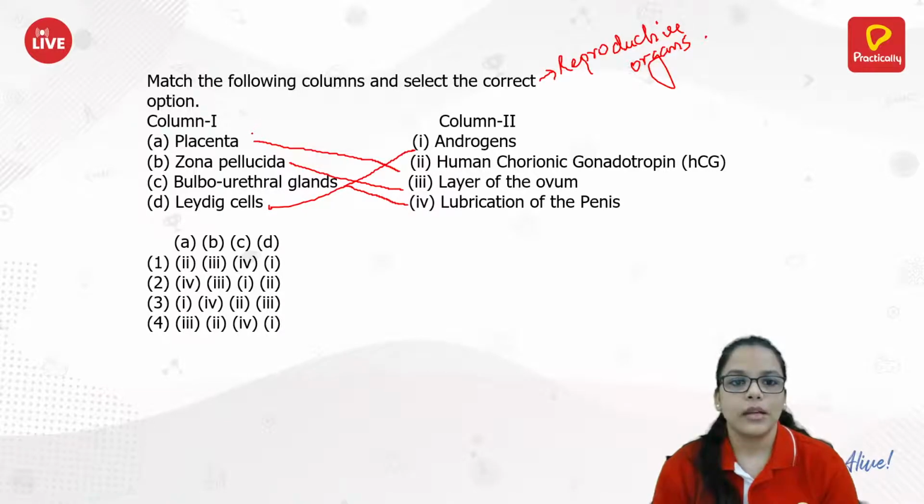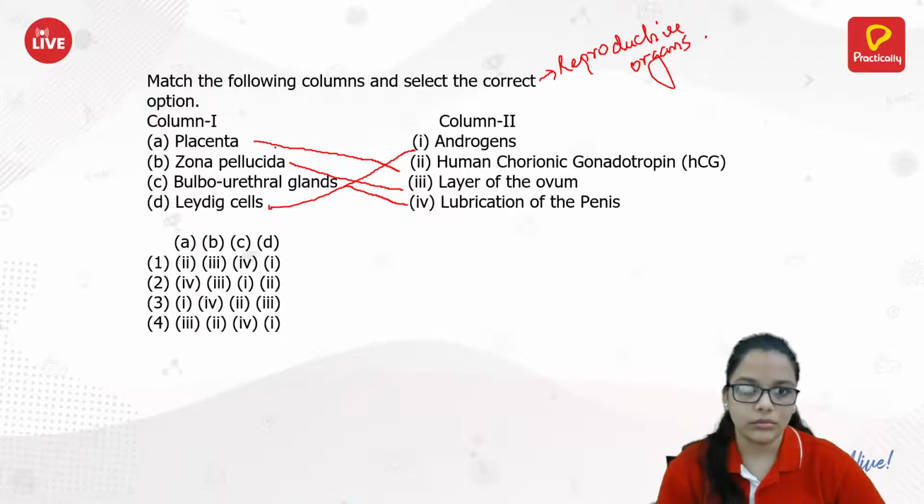So, let's see. A3, A3. Okay. So, the answer is, sorry, A2. So, the answer is 1. Placenta, C. Okay. So, the answer is 1. B3, okay, C4, and D1. The answer is 1.